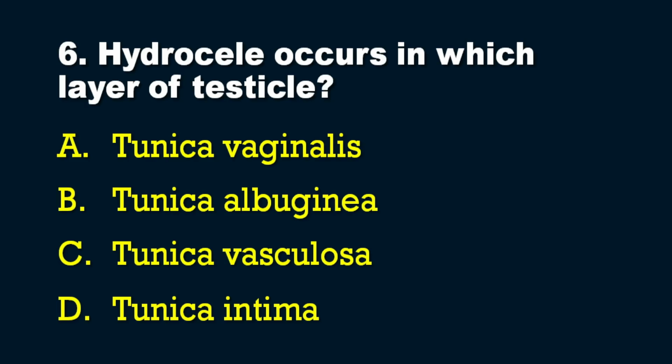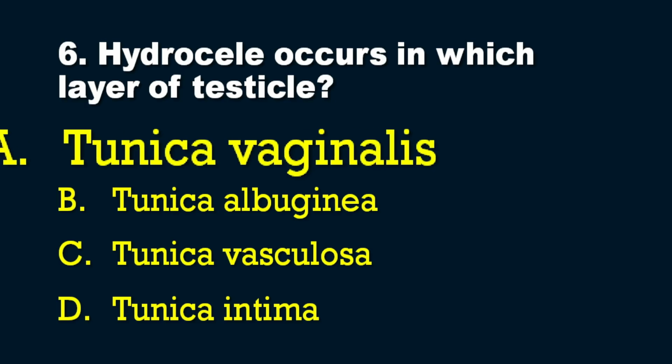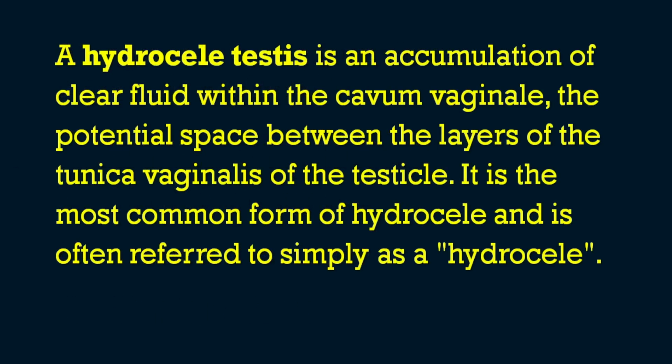Three of these options are layers of the testicle, and one is not related to the testicle. So what is the answer? We will explain that in the explanatory session. The answer for this question is option A, that is tunica vaginalis. A hydrocele testis is an accumulation of clear fluid within the cavum vaginale, the potential space between the layers of the tunica vaginalis of the testicle. It is the most common form of hydrocele, and it is often referred to simply as the hydrocele.